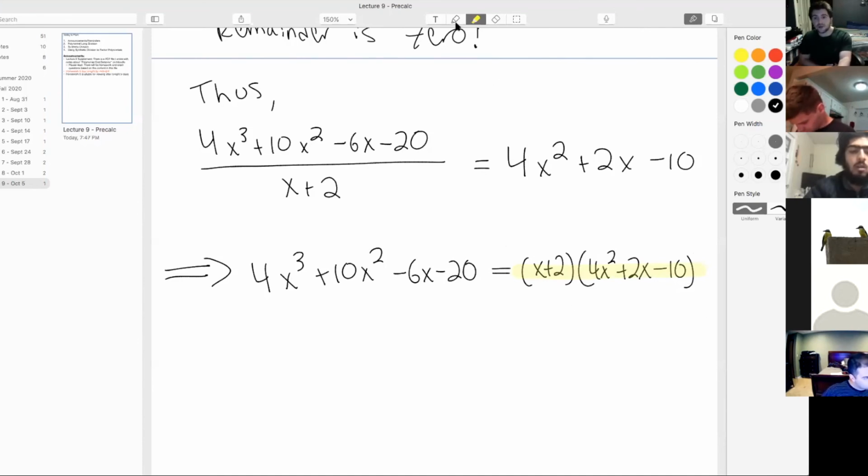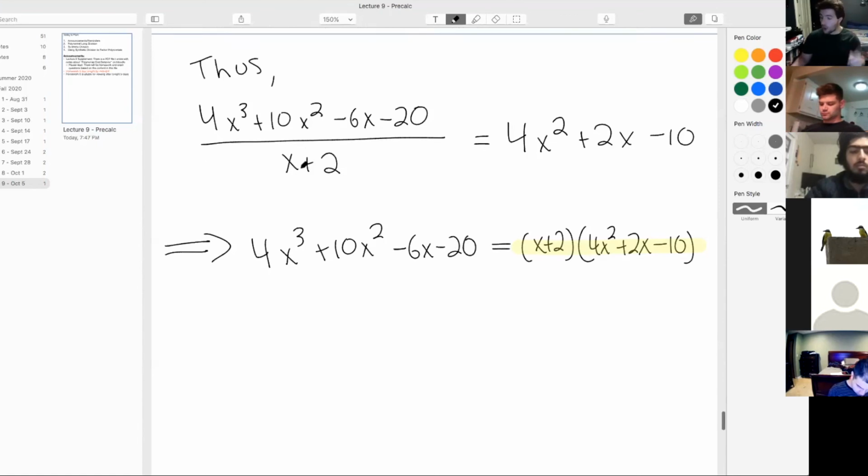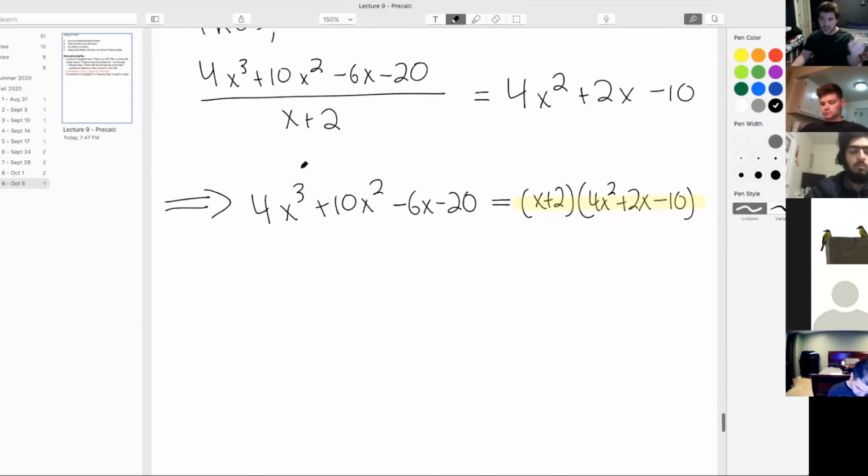And that's why a remainder of 0 is very nice. It allows us to factorize higher degree polynomials that we don't have techniques to do otherwise. If you were given this third degree polynomial, we don't have anything in our toolbox to factorize that. But now we have something. We have this polynomial division. Okay, so let me just write what I just said.